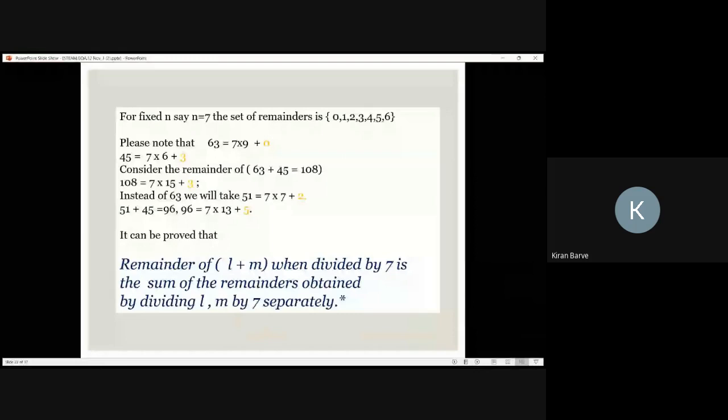Well, this can be proved. But I have given this: the remainder of L plus M when divided by 7 is the sum of the remainders obtained by dividing L and M by 7 separately. That means you want to find the remainder of L plus M when divided by 7. You divide L by 7, there is a remainder. You divide M by 7, there is another remainder. Add the remainders, and you will get the remainder of L plus M when divided by 7.